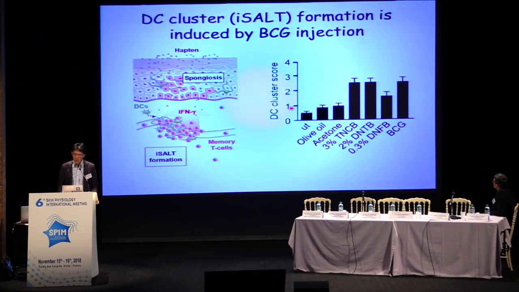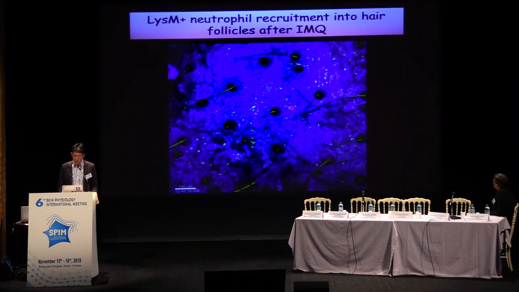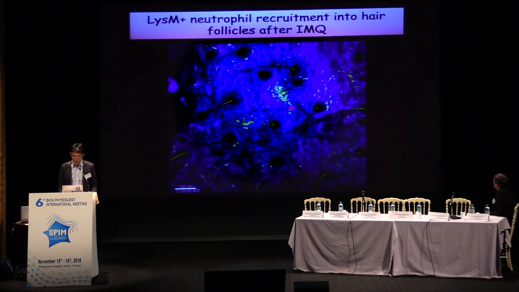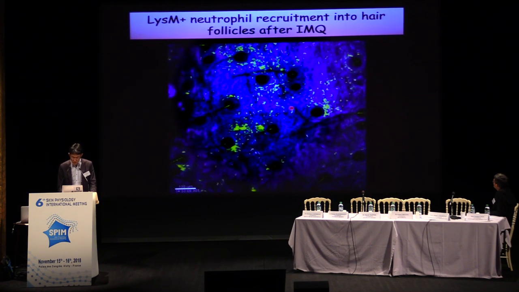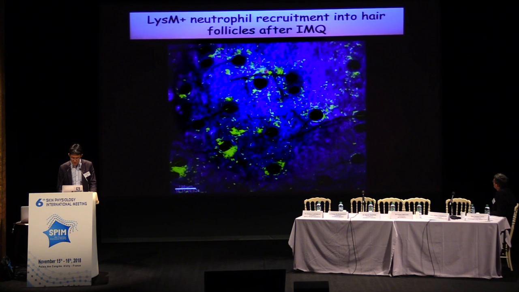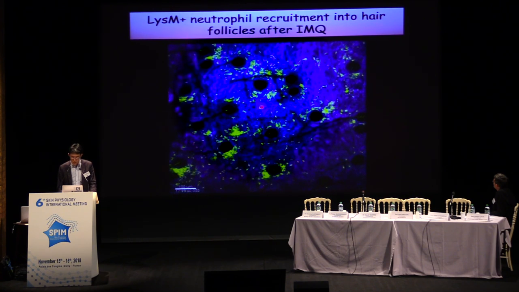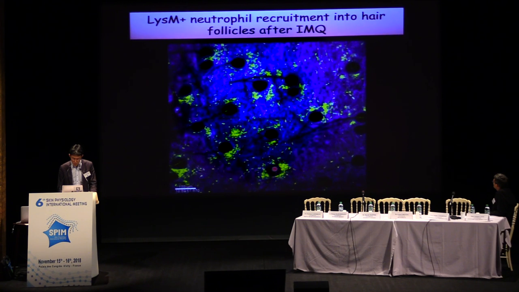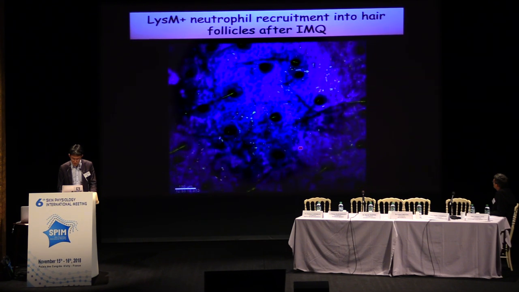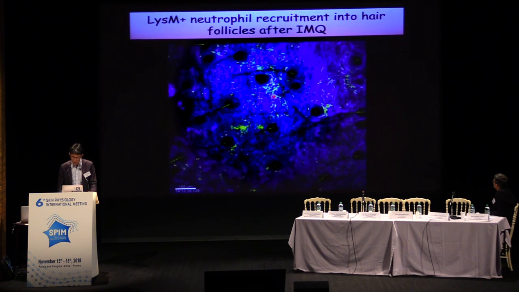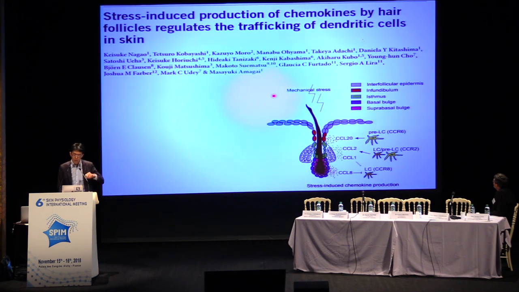But this is not the only case, because neutrophils seem to accumulate during imiquimod injection. As you can see, during imiquimod injection, which can mimic the psoriasis model, this black one is a hair follicle, and you can see around hair follicles, neutrophils seem to accumulate. And also, during tape stripping or scratching behavior, hair follicles produce chemokines to attract dendritic cells. So I think it is a kind of context-dependent manner.